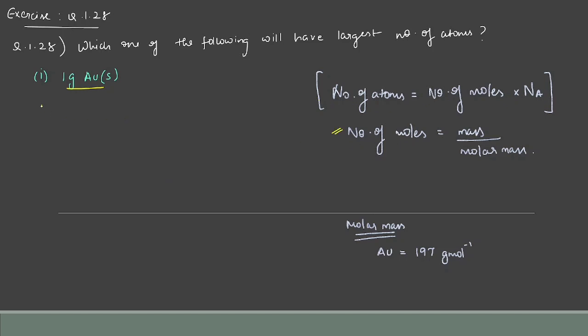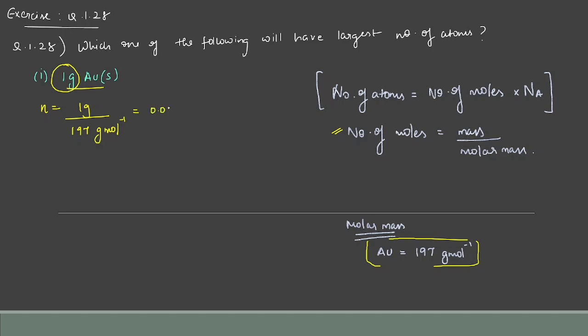Au means gold. So we can calculate the number of moles by using the formula: number of moles is equal to mass by molar mass. Molar mass of gold is 197 grams per mole. Just substitute 197 grams per mole. We get 0.00507 moles. This is the number of moles.